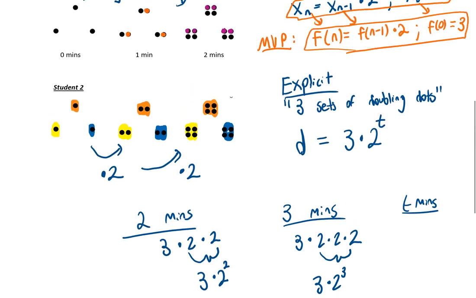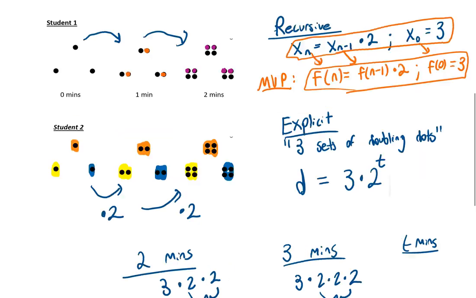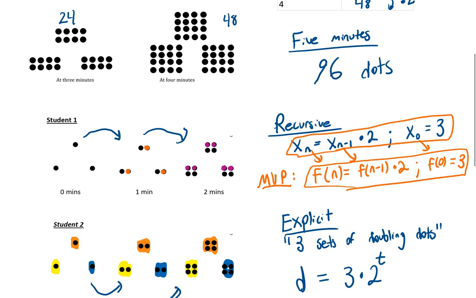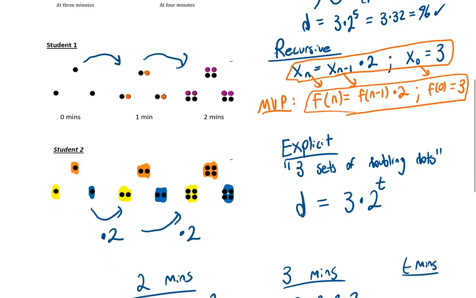And let's just check our answer from earlier using that strategy. So 96 dots we already know. According to this formula, that would be 3 times 2 to the 5th power, because that was 5 minutes. Well, 2 to the 5th power is 2 times 2 is 4, times 2 is 8, times 2 is 16, times 2 is 32. So that's 3 times 32, which is in fact 96. So we verified that the formula works from information that we already knew to be accurate.